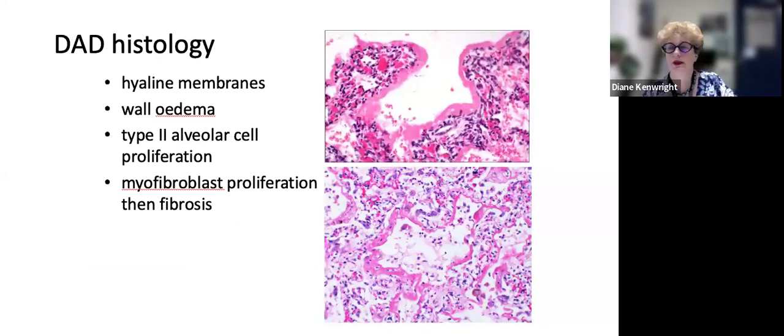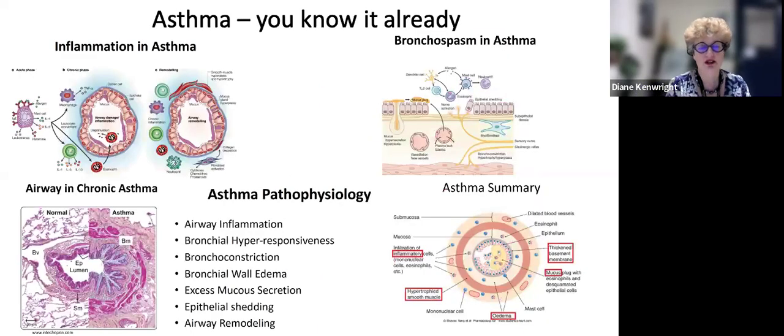We're going to change topic here. We're going to move on to asthma. Now, you've done a lot on asthma already, but I am going to briefly review it. Asthma is more complicated than it used to be because we've discovered a whole lot more about the immune system.